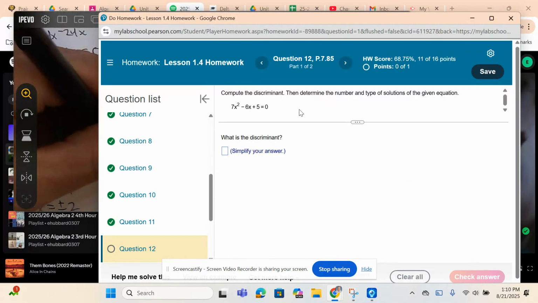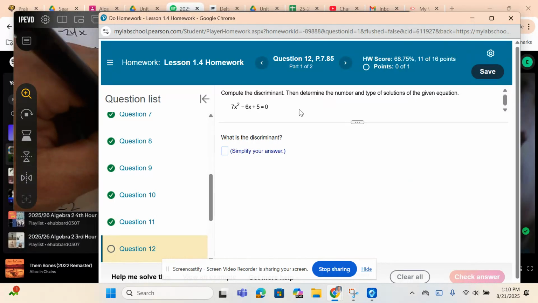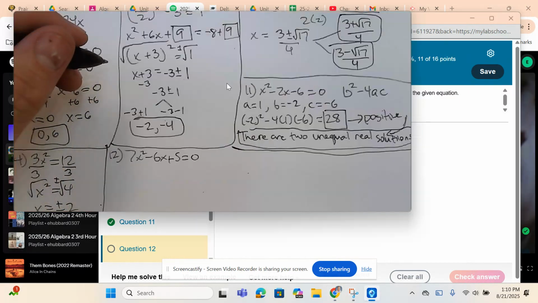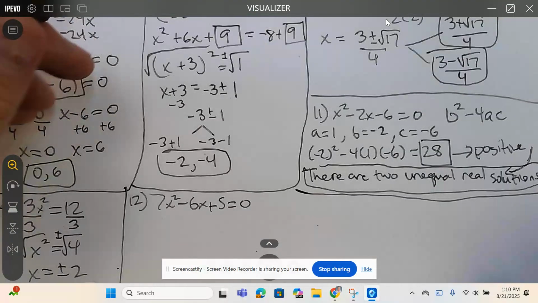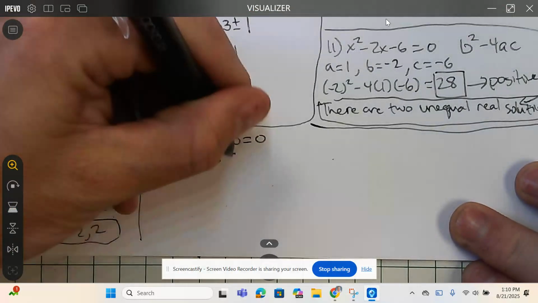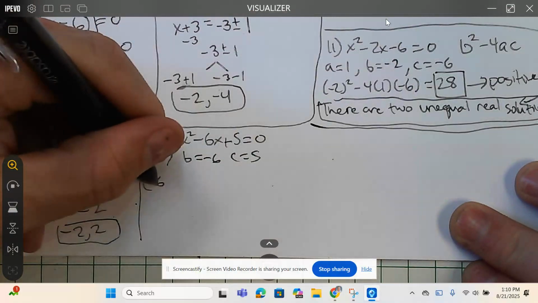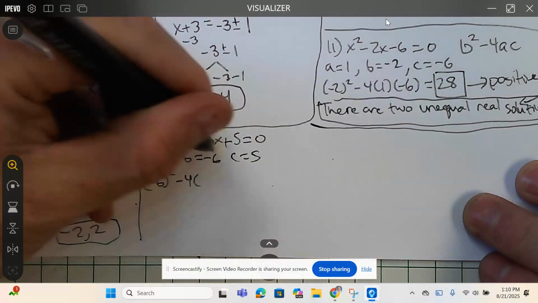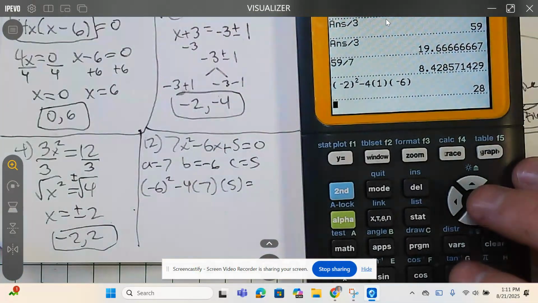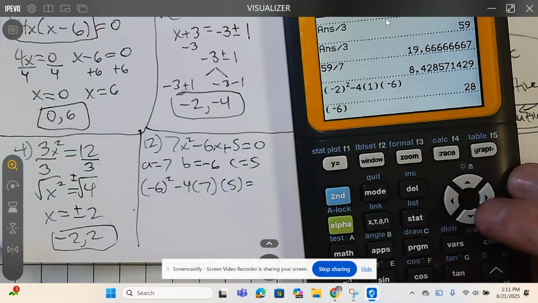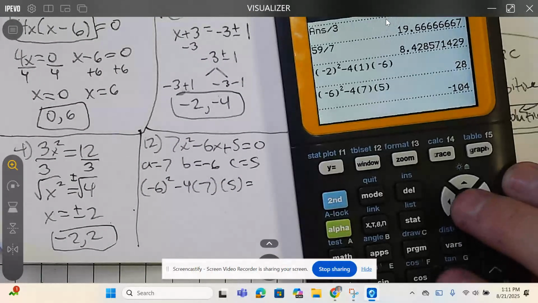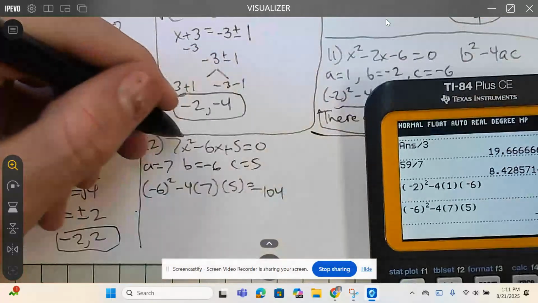All right, so 7x squared, discriminant again. This isn't too bad. So you identify A, B, and C. C equals 5. So it's B squared, so negative 6 squared minus 4AC. So negative 6 squared minus 4 times 7 times 5. That's negative 104.